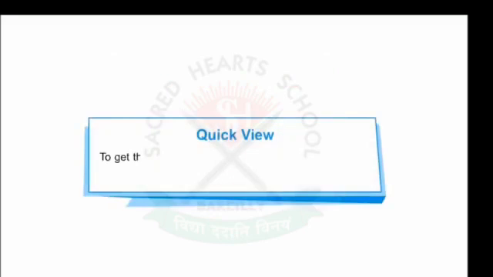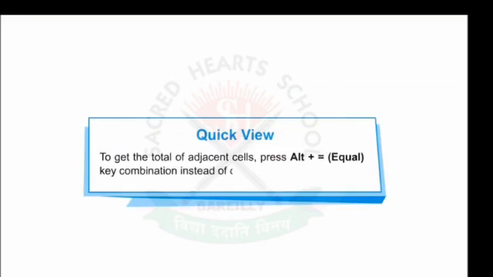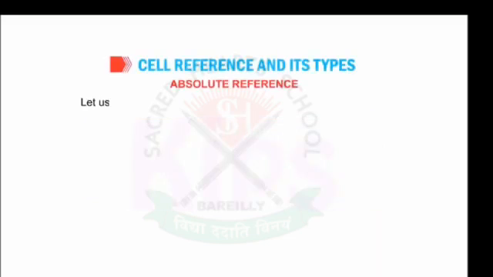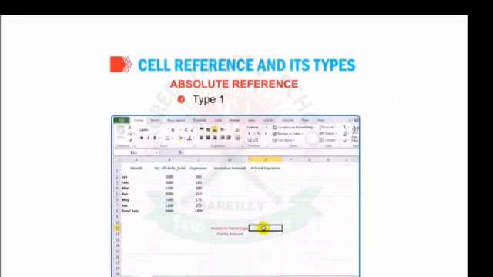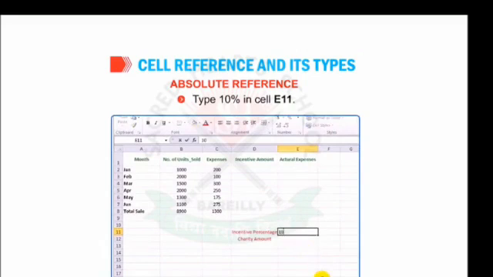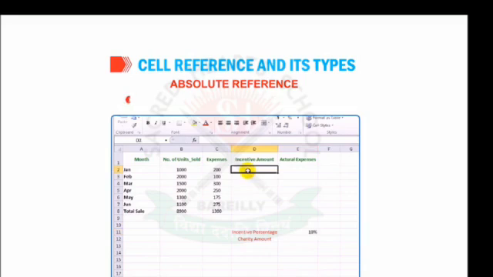Students, we can quickly get the sum of the values of the adjacent cells. Press the Alt plus equal to key combination instead of clicking the AutoSum button. Let us calculate the incentive at the rate of 10% on monthly sales. Type 10% in cell E11. Click on cell D2. Type equal to B2 asterisk $E$11 and press the Enter key.